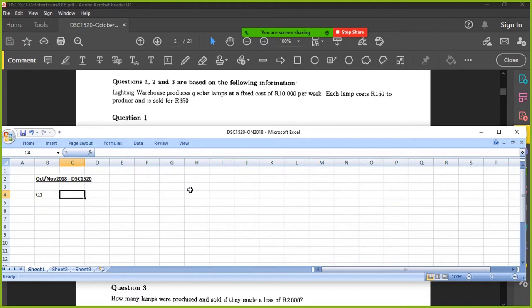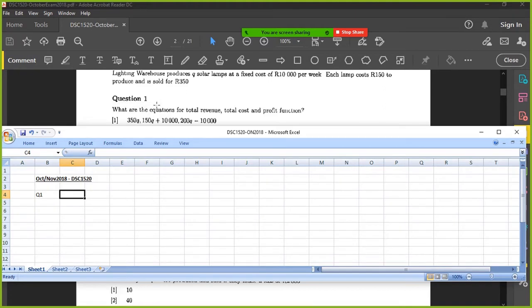Okay, so here they wanted you to calculate what? Question one, what are the equations for total revenue? They wanted the equations: TR, TC, and then obviously profit. Profit is TR minus TC. So profit is looking at the difference between your revenue and your costs.